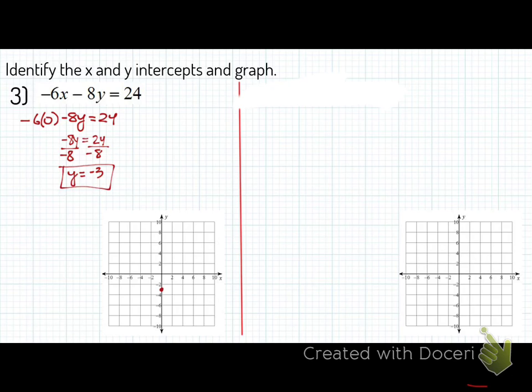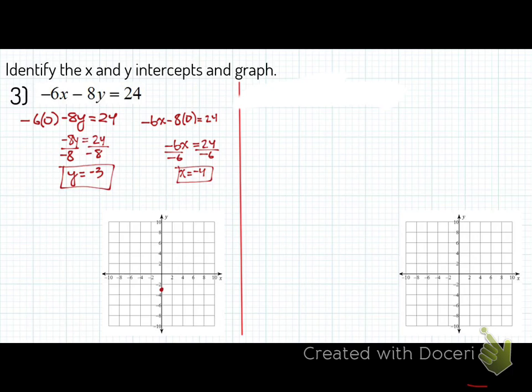Okay, next one. How do I check my x-intercept, everyone? Put 0. Good. Okay, let's do that. So we got negative 6x minus 8 times 0 because we're replacing y with 0. And then we got 24 here. What's 8 times 0, everyone? 0. Good. What's negative 6x minus 0? Good. Then what do we do to solve for this? By what? Okay, good. So x is equal to? Good. Okay, so I'm going to go to negative 4 and plot my point.